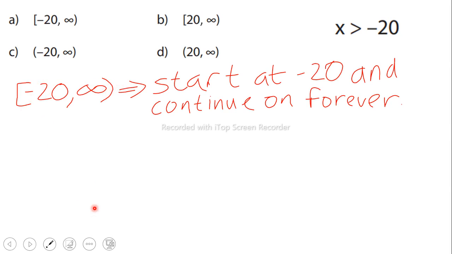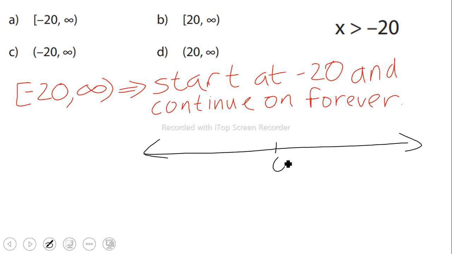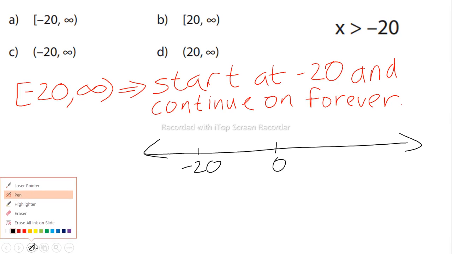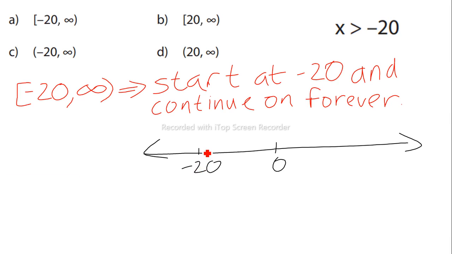So let's just draw that graphically. How would that look? On a graph, we have 0, we have negative 20. We are going to start at negative 20. That means that we include negative 20. And then we're going to continue on forever and ever and ever. Alright?